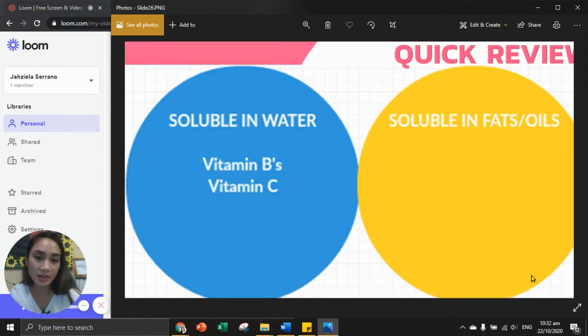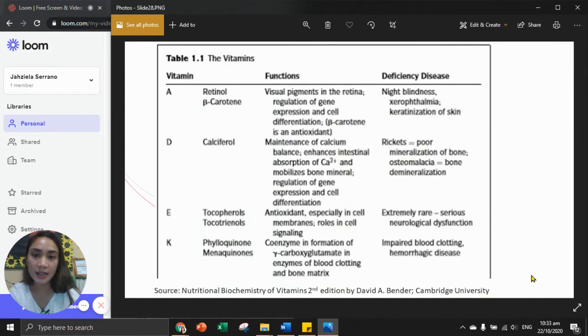Okay, so the answer is, dito sa soluble in water, we have vitamin B and vitamin C. Soluble in fats and oils, vitamin A, D, E, and K. Okay, so this, hindi ko na siya i-word by word na i-discuss sa inyo, this table 1.